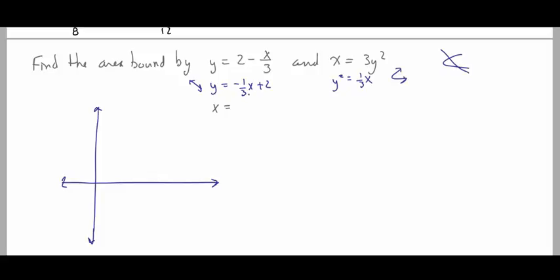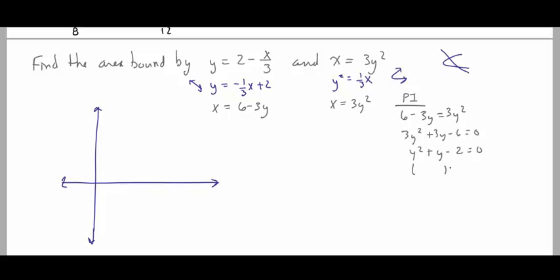If we solve this for x, I end up with x equals 6 minus 3y. And the easy way to do that is to multiply through by 3 and then solve for x. So I have x equals 6 minus 3y and x equals 3y squared. And then let's go ahead and find our points of intersection. 6 minus 3y equals 3y squared. Subtract everything across. 3y squared plus 3y minus 6 equals 0. Divide through by 3. Factor, use that zero factor property. And I get y equal negative 2, y equal 1.